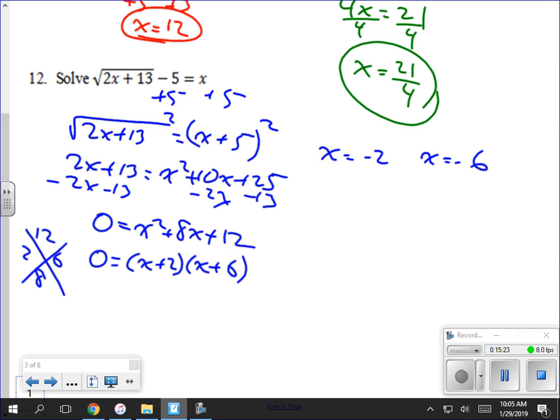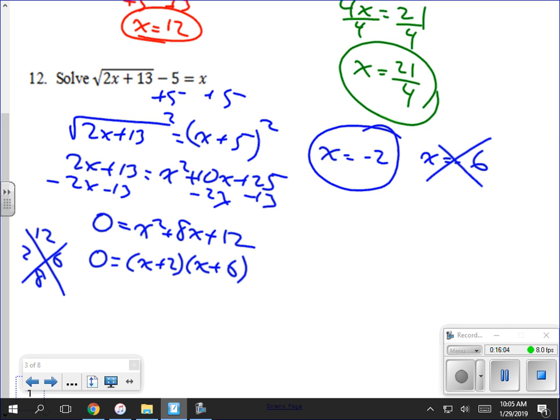-2. -2 times 2 is -4. -4 plus 13 is 9. Square root of 9 is 3. 3 minus 5 is -2. -2 works just fine. -6. -6 times 2 is -12. -12 plus 13 is 1. Square root of 1 is 1. 1 minus 5 is 4, not -6. You need to try them both. If you don't try them both, I'm going to know.